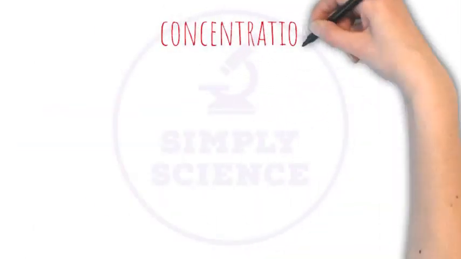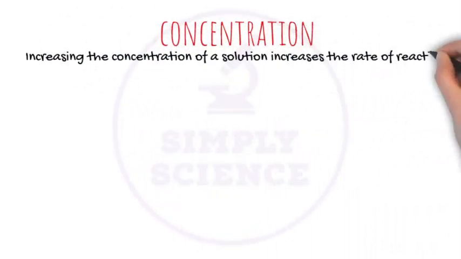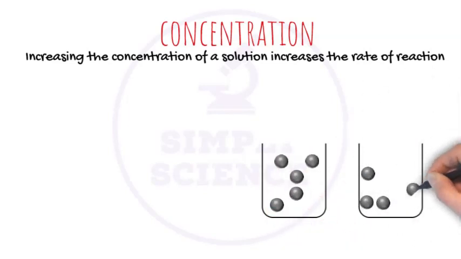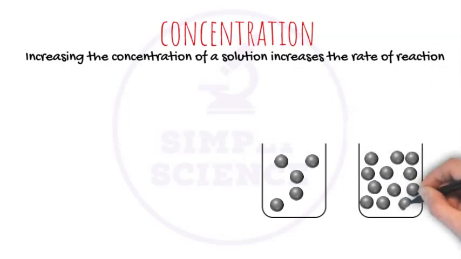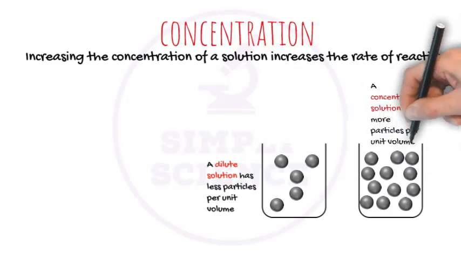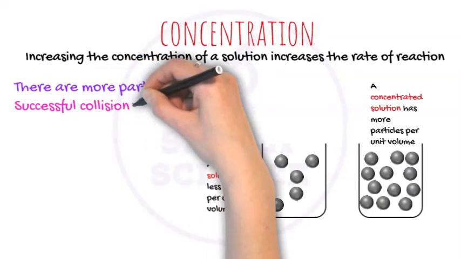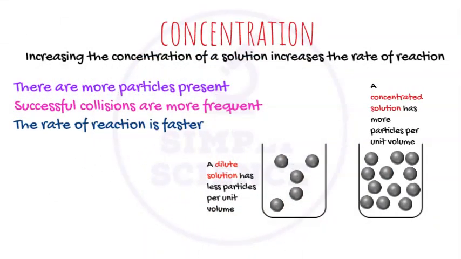When the concentration of a liquid reactant is increased, the rate of reaction is increased. A dilute solution will have less particles per unit volume than a concentrated solution. This will result in more particles being available to collide with the other reactant. More successful collisions can happen in a given time, so the rate of reaction will be faster.